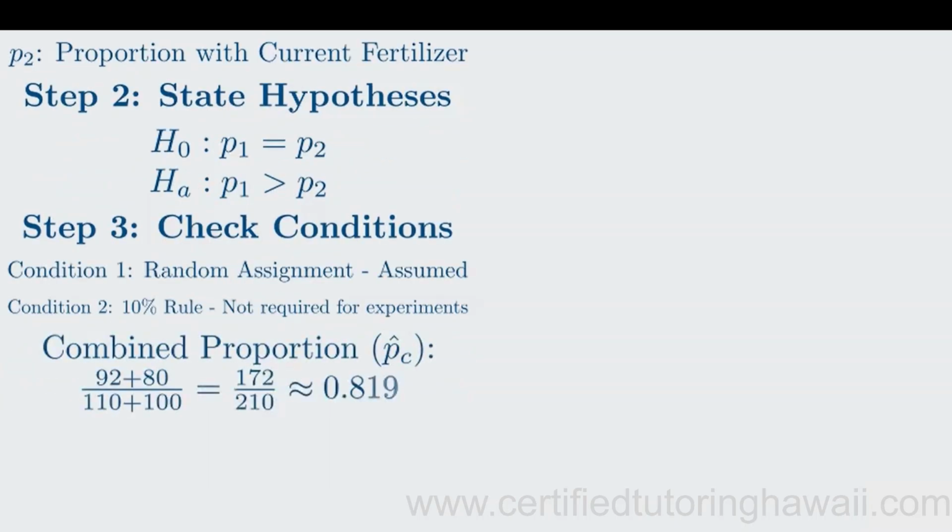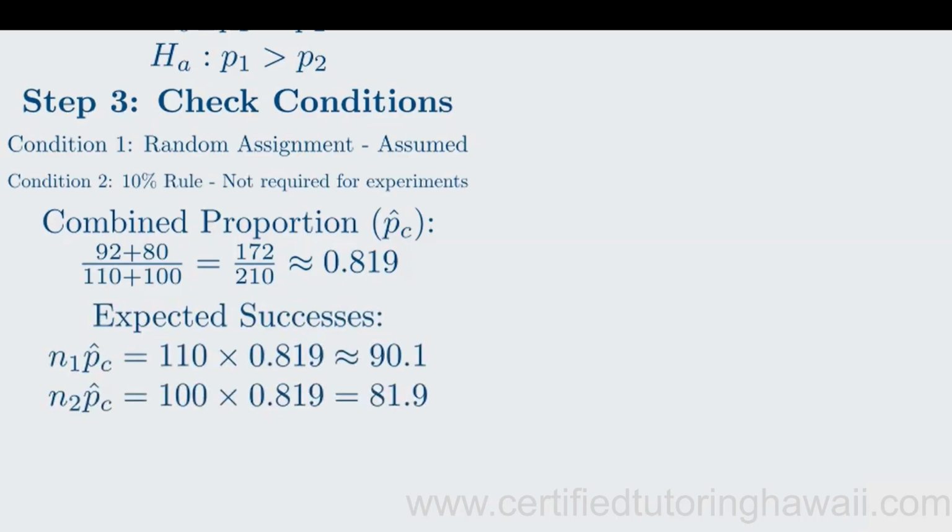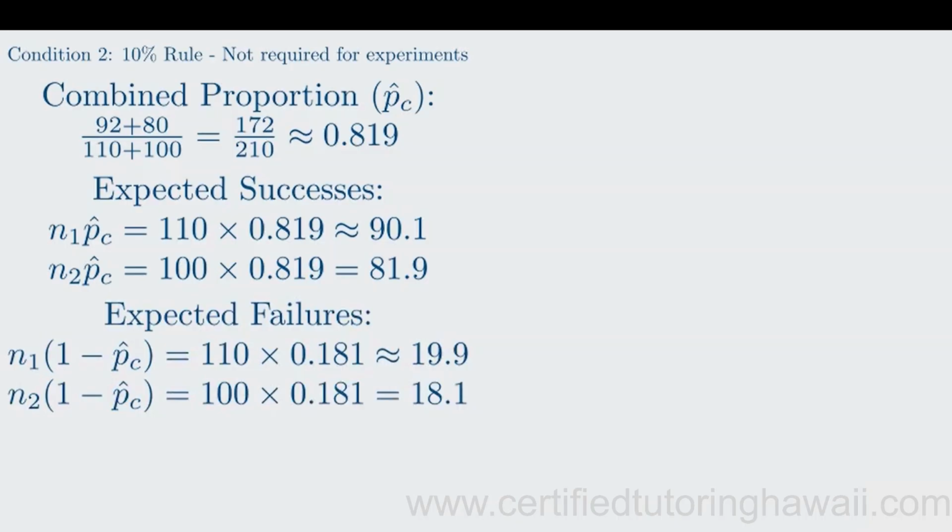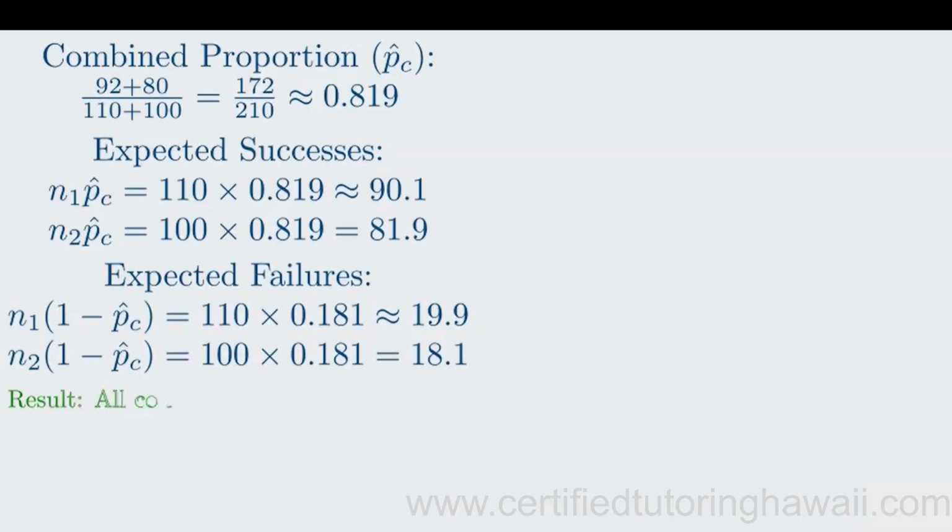Finally, we check normality using the combined proportion. Let's calculate p hat c. We add the successes, 92 plus 80, and divide by the total plants, 110 plus 100. Now we check the four counts using this 0.819 value. For successes, we calculate n1 times p hat c and n2 times p hat c. Next, for expected failures, we use 1 minus p hat c, which is 0.181. We multiply this by n1 and n2. Since all four counts are greater than or equal to 10, the normality condition is satisfied. We have successfully set up the test.